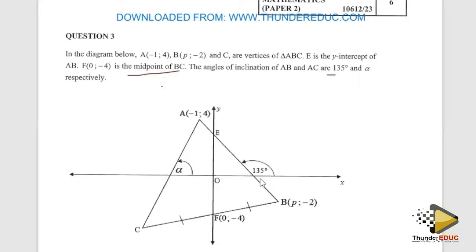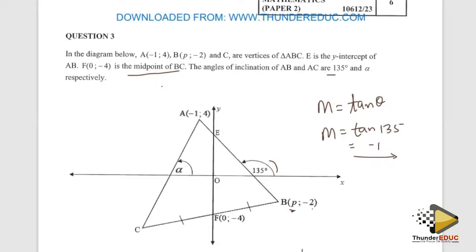So it's a 2-mark question. When you look at AB, we have A as (-1, 4), and for B we only have P and -2. So we can't use the points, but we can use the inclination, where we know that m must be equal to the tan of the angle of inclination. So my m is just going to be tan of 135. When I punch that in, I'm getting -1. So the gradient here is -1.